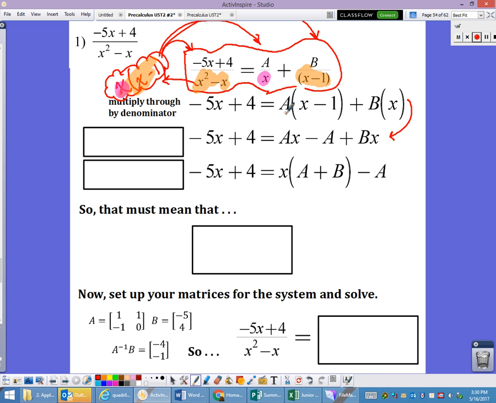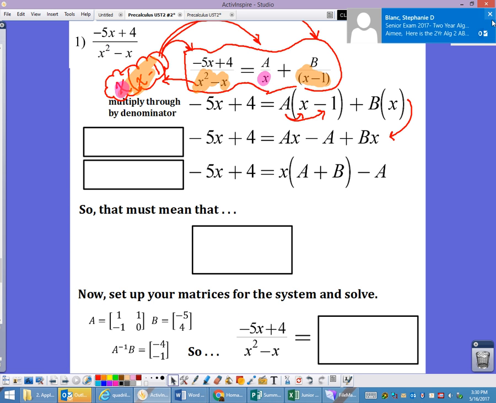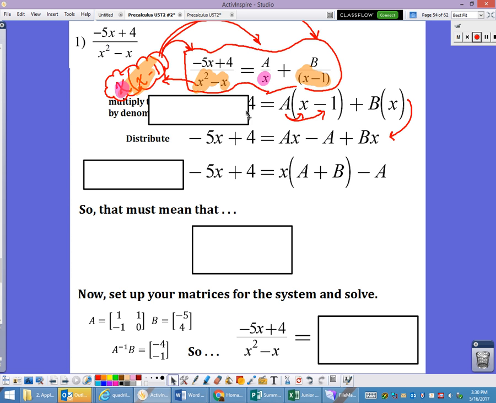So you should see that we distribute the a to the x and the minus 1. So basically what I'm doing is I am distributing the a to the expression x minus 1 and the b to the x. So that's going to leave me with ax minus a plus bx.